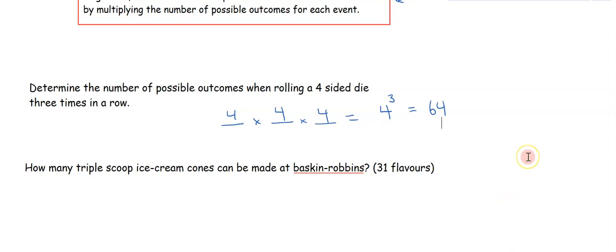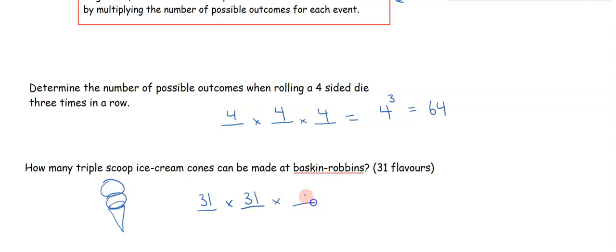At Baskin-Robbins, you can go in and there are 31 flavors of ice cream. So it's so difficult to choose. How many triple scoop ice cream cones can be made? So for the first scoop of your ice cream cone, you can choose any of the 31 flavors. And then for the second one, you can choose any of the 31. You can repeat a flavor. For example, if you really like vanilla, you can have vanilla, vanilla, vanilla, right? You can choose vanilla 3 times if you wanted to, so you still have 31 flavors to choose from.